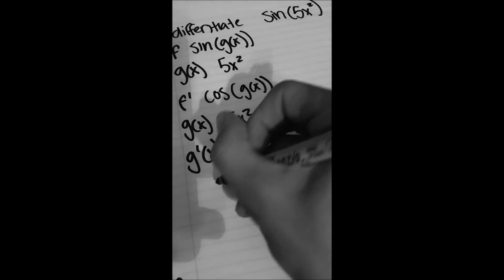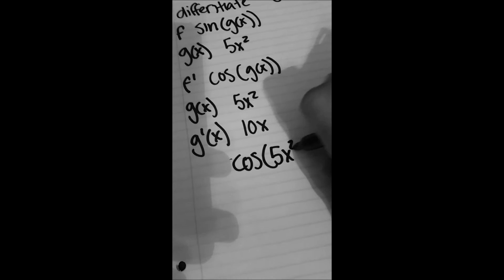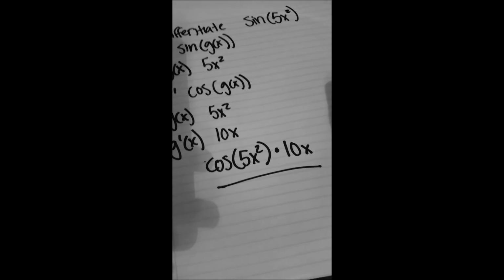Thinking about our template again, we have our f prime function on the outside, which is the cosine of the inside function, g of x, which is 5x squared, times the g prime of x function, 10x, equals 10x times cosine of 5x squared, and that's our answer because we can't reduce it anymore.